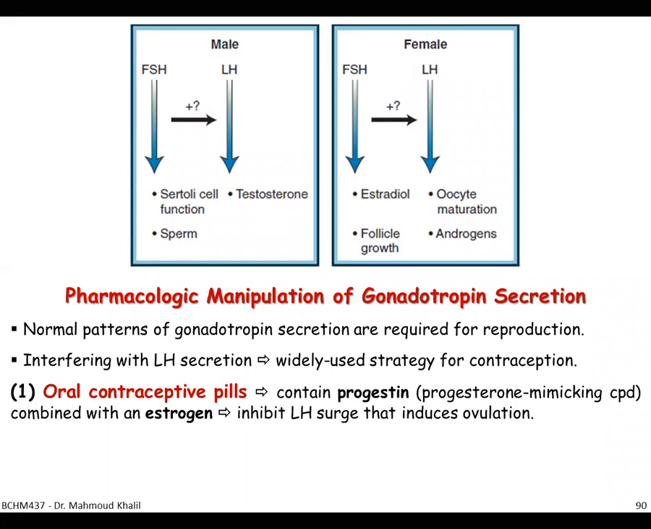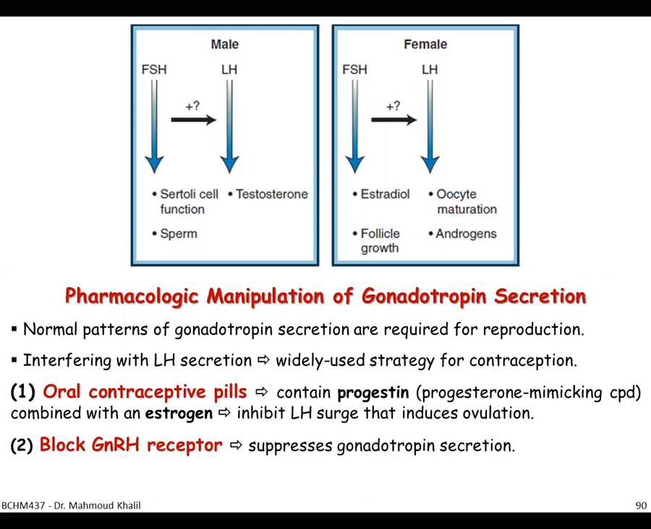contraceptive pills. These pills contain progestin, which is a progesterone mimicking compound, combined with an estrogen. And these pills lead to the inhibition of the LH surge that, of course, we have said before, induces the ovulation. The second approach, which is a very obvious approach, is to block the gonadotropin releasing hormone receptor.